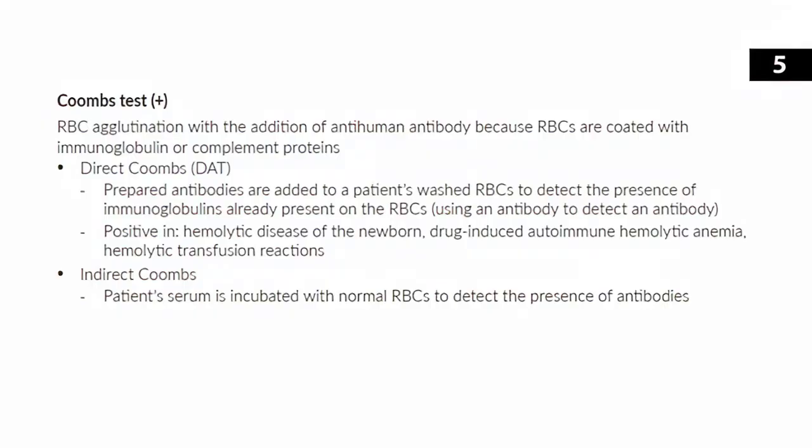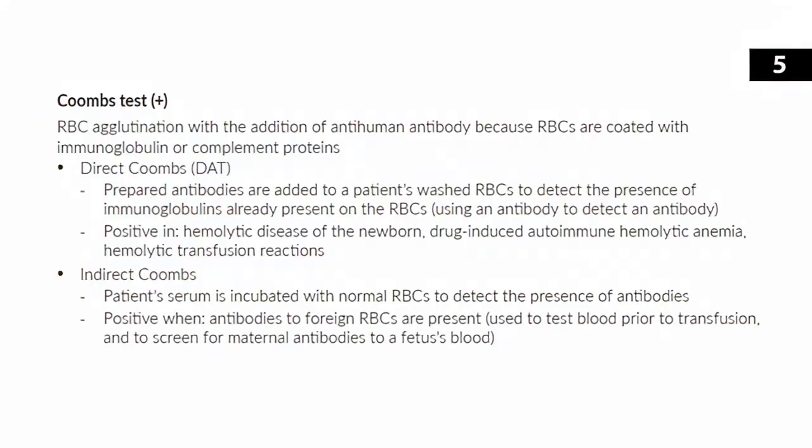So the indirect Coombs test is positive when the patient has antibodies to foreign blood. So this is used to screen blood before transfusion. So you may have heard of type and screen. That's where you take the donor blood and you screen it for the presence of antibodies with this indirect Coombs test. So you could also use this to screen maternal serum for antibodies to a fetus's red cells. So that's it for hemolytic anemia.